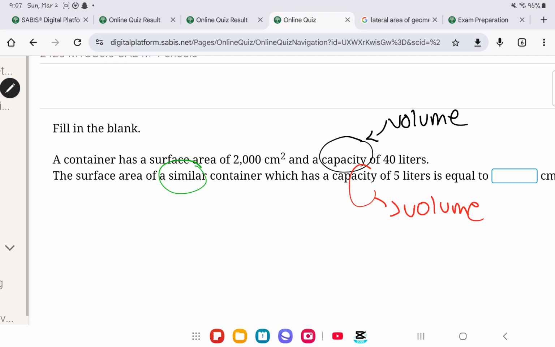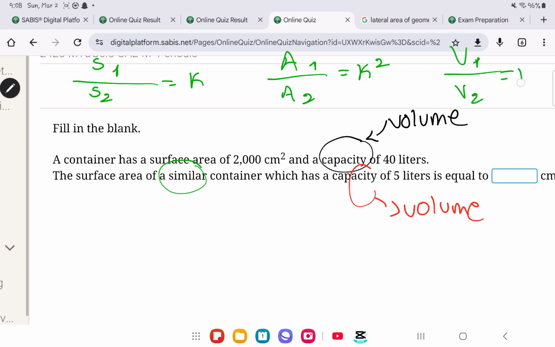Whenever they use the word or term similar, what does it mean? It means that we have to use the ratios. And what are the ratios? The ratios are very simply side 1 over side 2 is equal to K, constant. Area 1 over area 2 is equal to K squared. And then finally, volume 1 over volume 2 is equal to K cubed. So if we apply this over here, we will be able to find the surface area of the similar container.